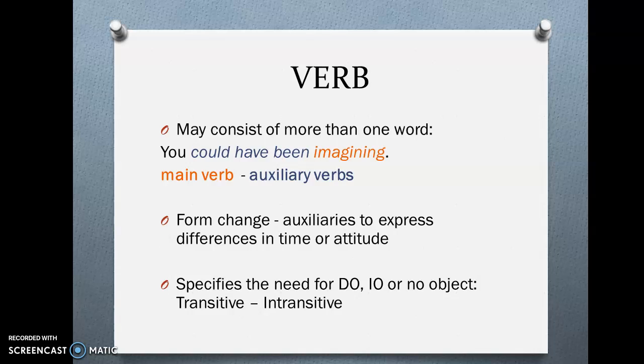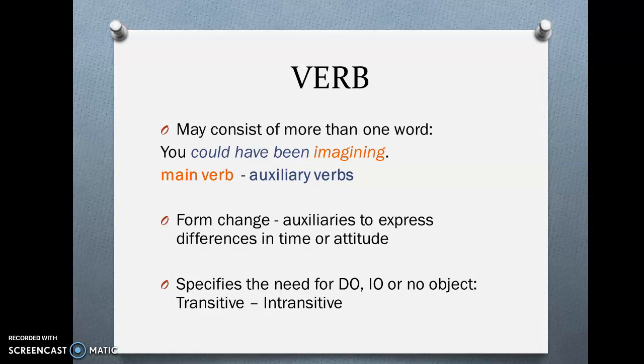Verbs can also change their morphology. Take, for example, a sentence such as "she walks to school every day." Well, walks is inflected in the third person singular. But auxiliaries can also change their form, and normally auxiliaries express differences in time or attitude. And together with the main verb, they make up the verb constituent in any sentence. So you have to take both.